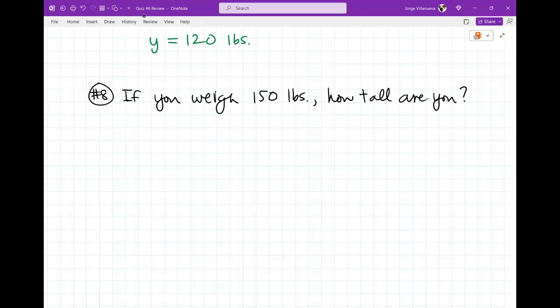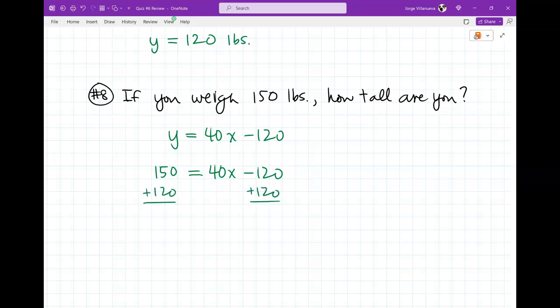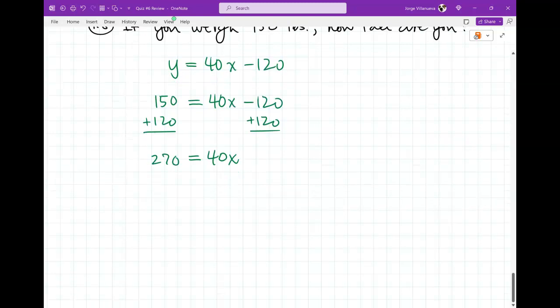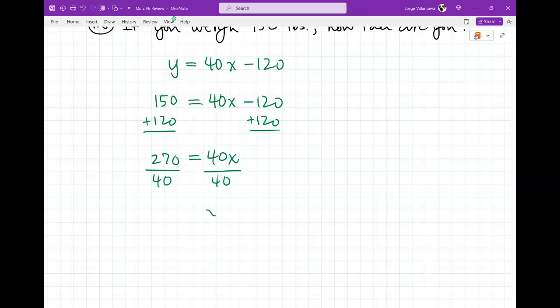So when I write my equation, y equals 40x minus 120, I'm just rewriting it so we can see it. I'm going to put the 150 right there, and my job is to solve for x. So I'm going to add 120 to both sides. I got 270 is equal to 40x. And then to solve for x, I need to divide both sides by 40. So x is equal to 27 over 4. You can cancel out the zeros. That's like dividing by 10.